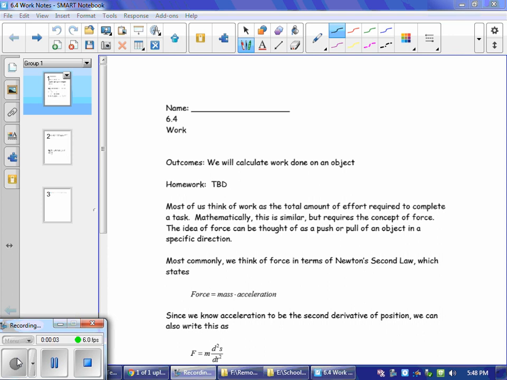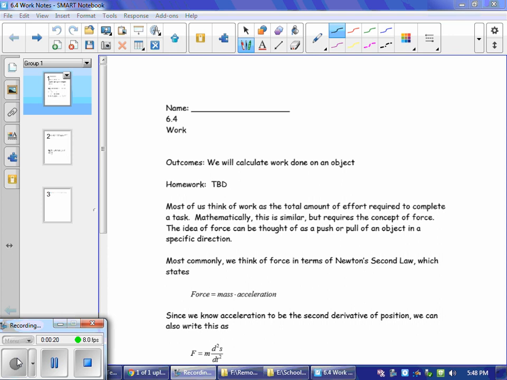Okay, section 6.4 is work. Again, I think I made a mistake on the papers that you guys got, which probably has a 6.3 on it, or a 5.4, excuse me. Don't worry about that. It is 6.4 in the new book.